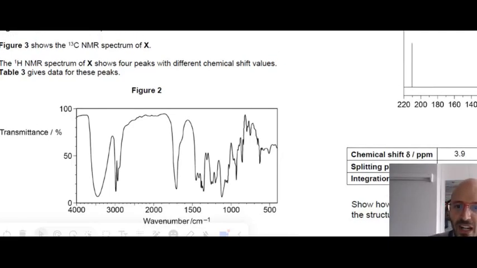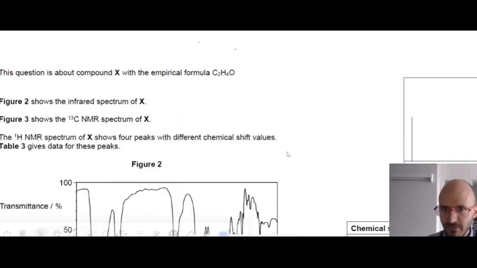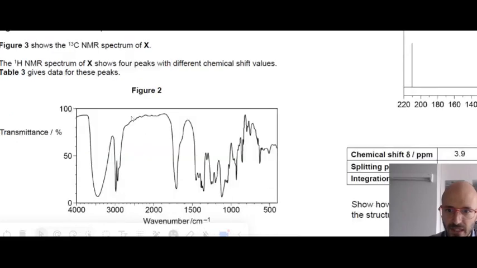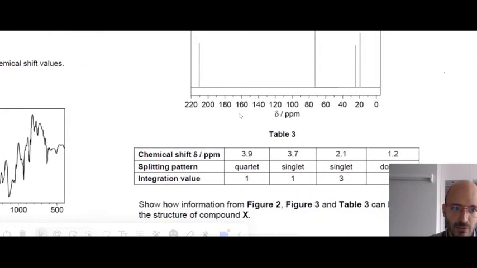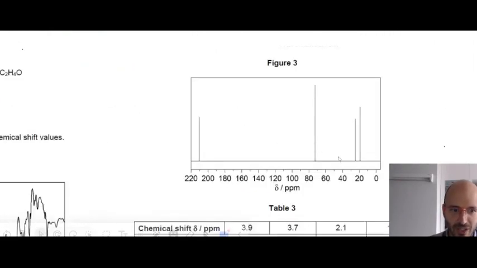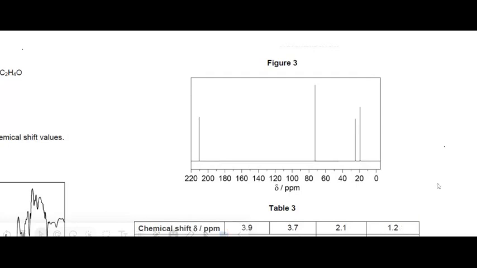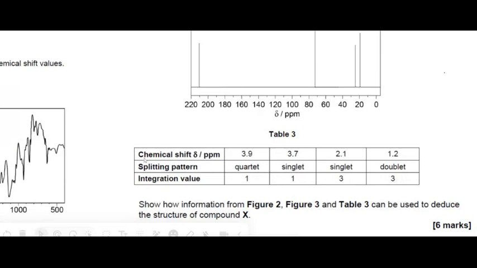In this video, I'm going to try to show you some tricks to do NMR questions. Let's have a look at this one. They give you the empirical formula of X, and they give you figure 2, which is an infrared spectrum. They give you a carbon NMR spectrum. And then they give you this table of NMR data, right? Okay, so let's start from the beginning.